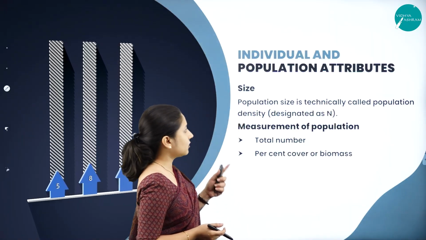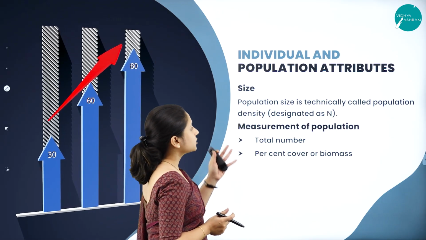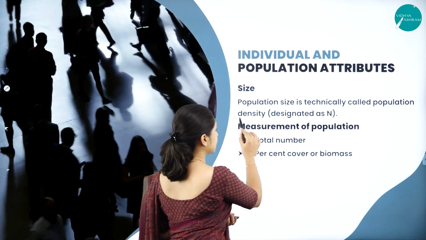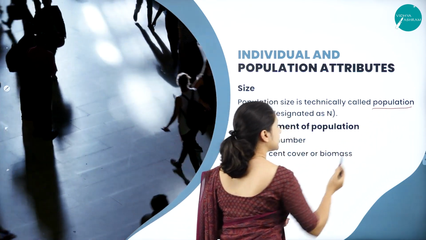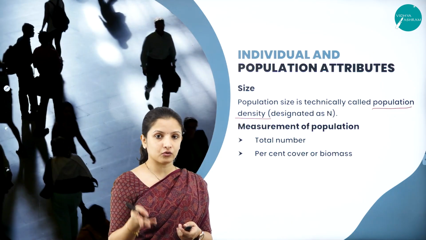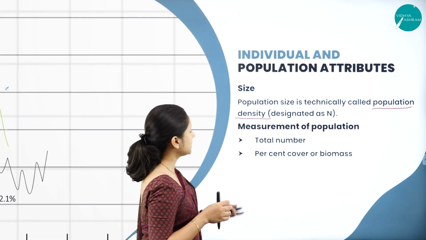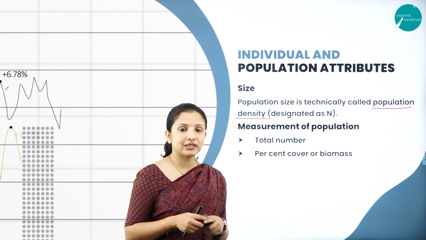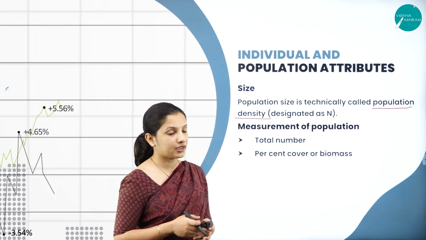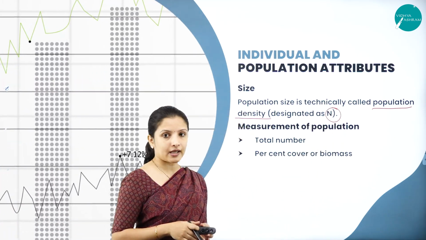So next, talking about the size. So the size of the population. Population size is technically called population density. When we ask what the density of the population is in a particular area or geographical location, the size of the population is always called population density. So what is population density? Population size is nothing but population density, and it is designated by the capital letter N.